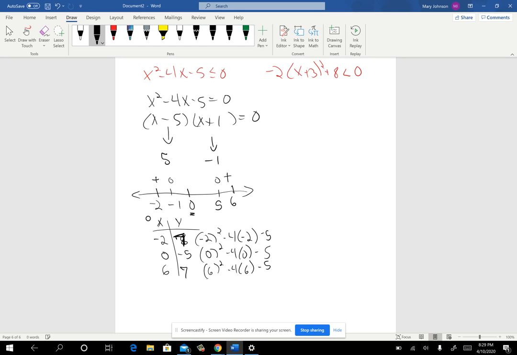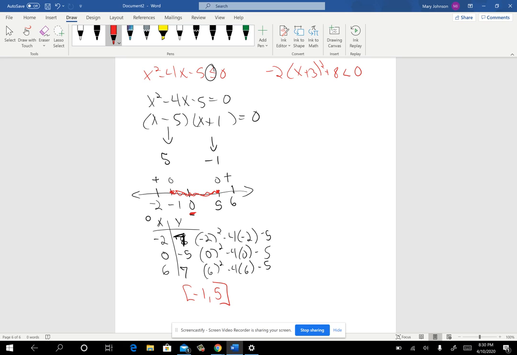So I can do it purely algebraically, and then I go back and look at what I was trying to do. I wanted it to be less than or equal to 0. So I look for where it was negative. I can see it was negative here, and it was equal to 0 here and here. And so it will be right there. So the answer would be everything in between -1 and 5, including the -1 and the 5.